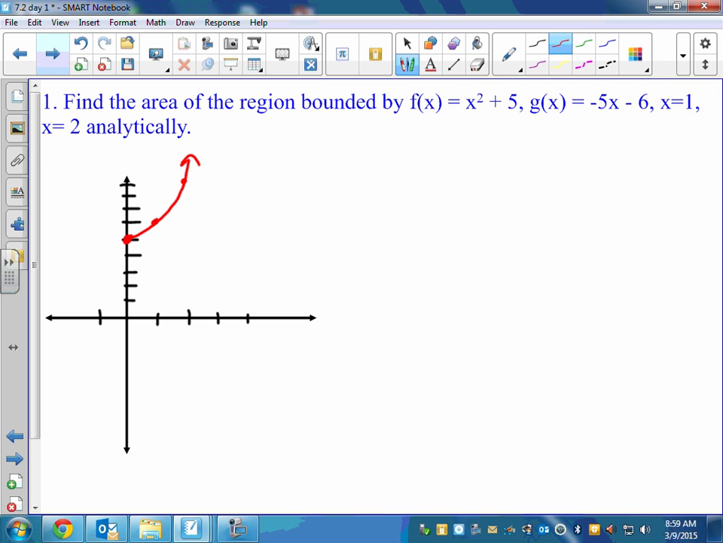What about this one? Negative 5x minus 6. Can I make a worse problem here? That has a y-intercept of negative 6.